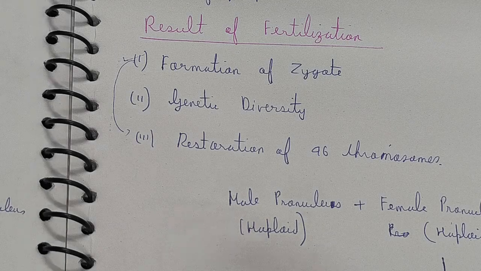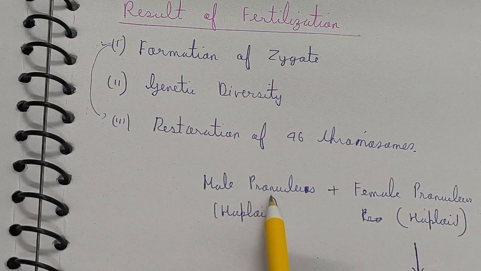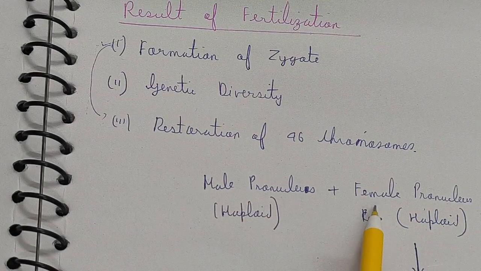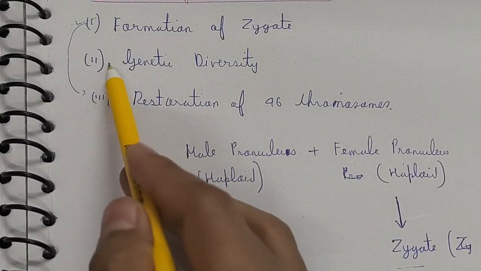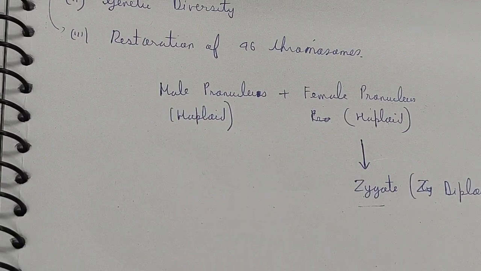Now you all know that the male pronucleus brings variation and the female pronucleus gives variation, and this leads to genetic diversity in the zygote. So these are the results of fertilization. That's all about fertilization.